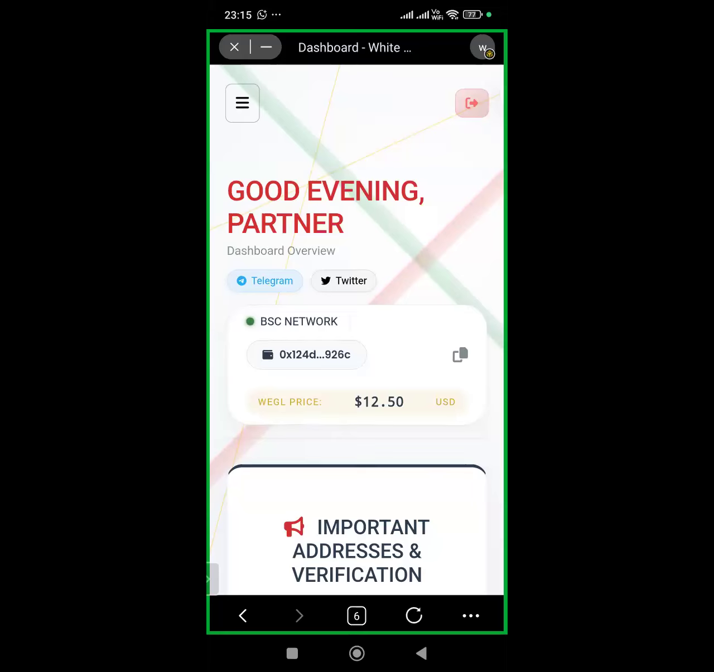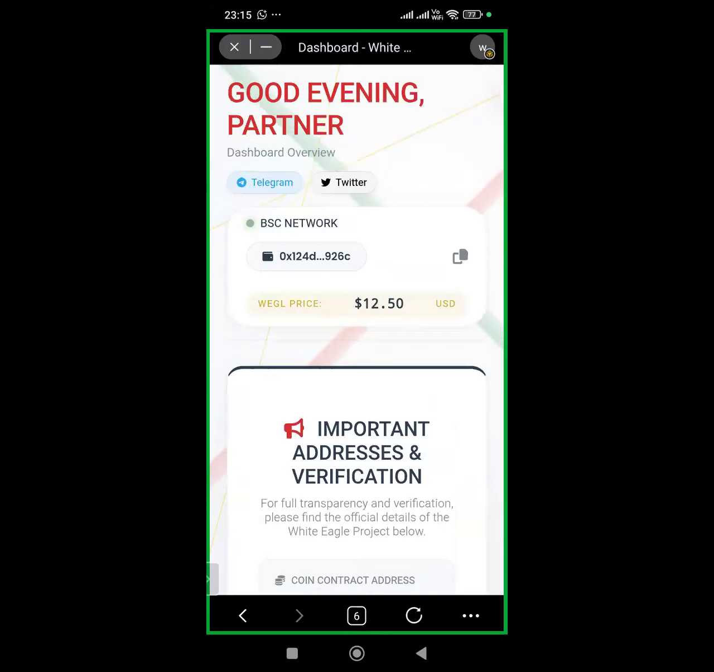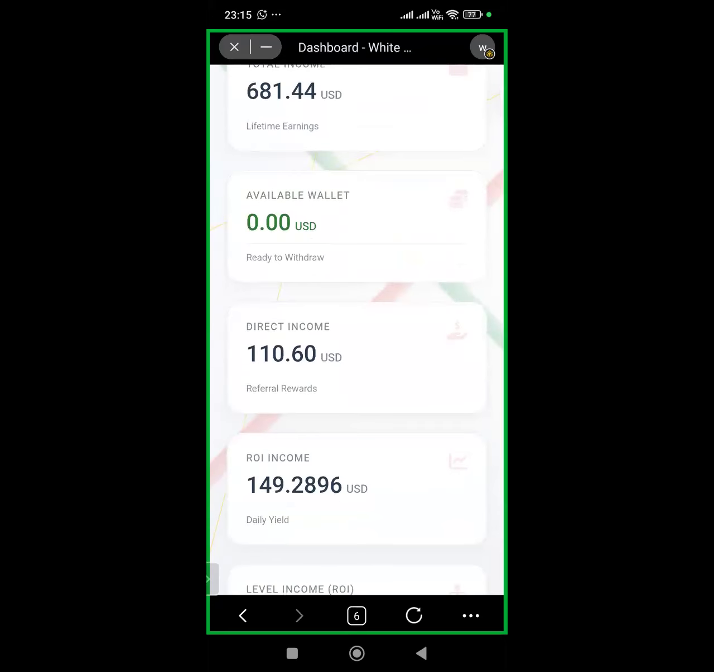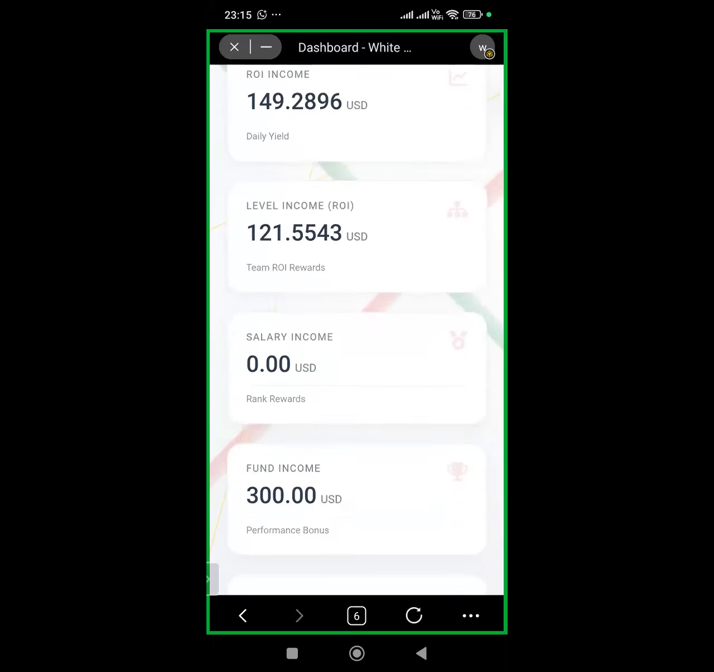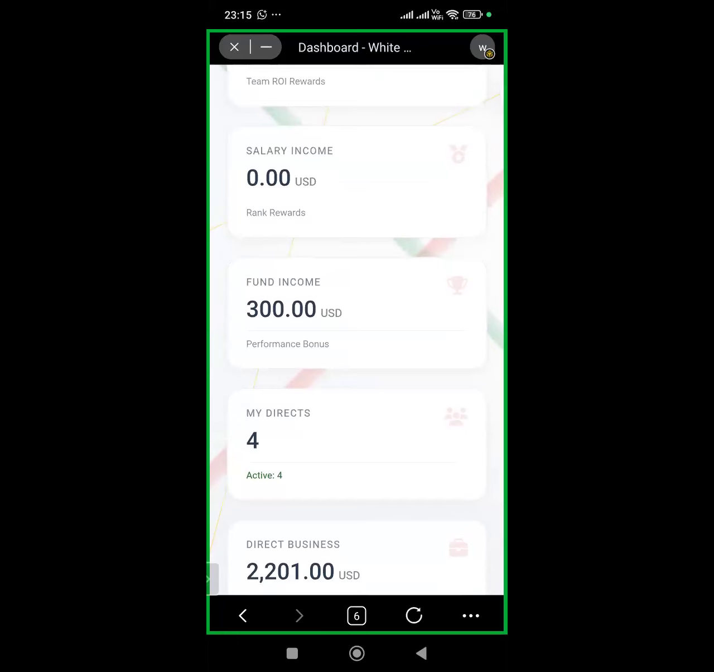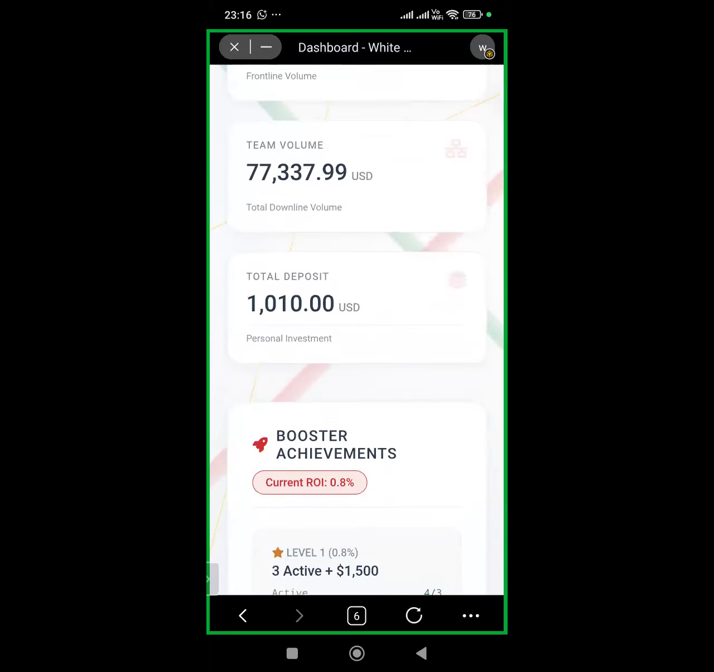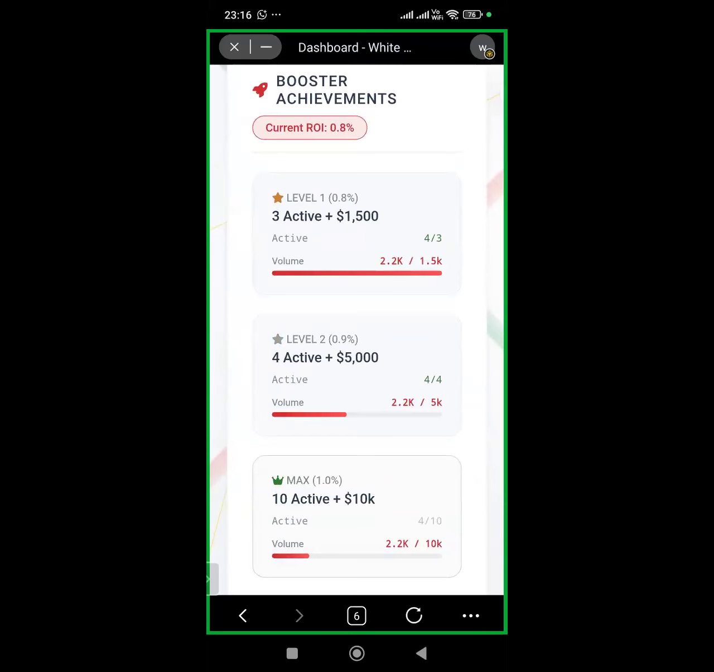But we are working on a project which is deployed on a blockchain, so all the functions can be performed from the blockchain. Now this is the back office. I have already registered. At the top you can see first the total income, the available wallet, the direct income, ROI income, level income, salary income, and fund income, then your direct business, your total team volume, and your deposit. After that, you can see the booster income.